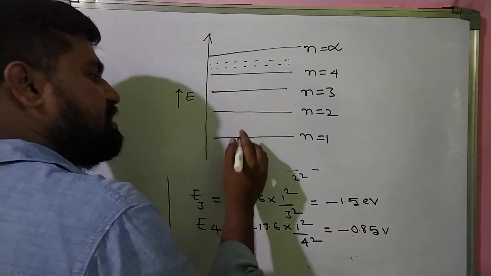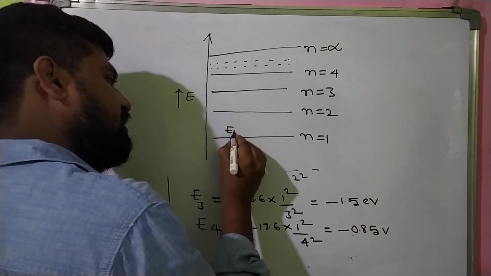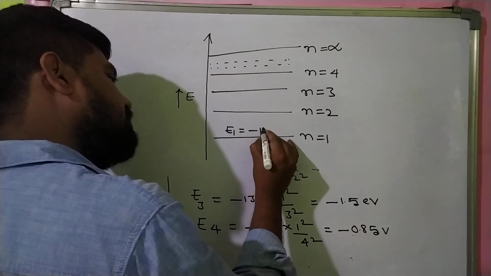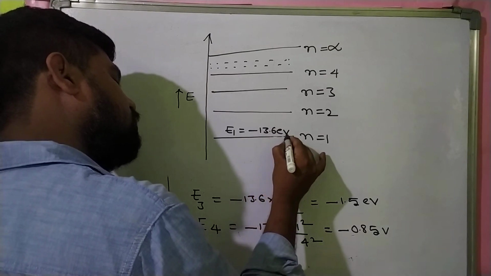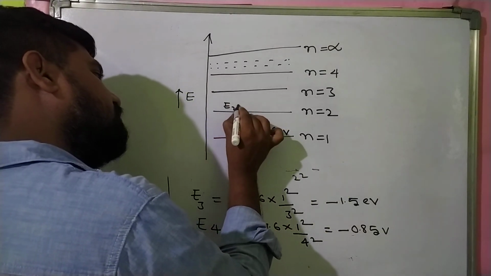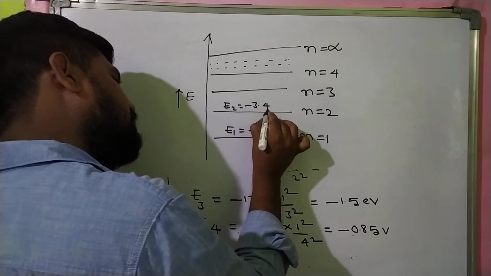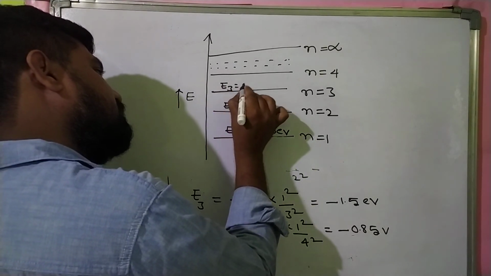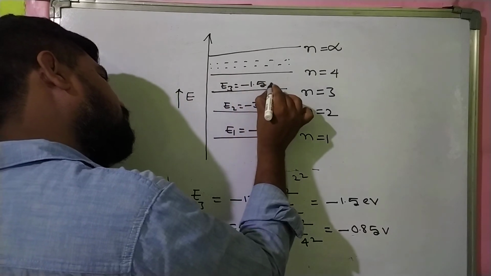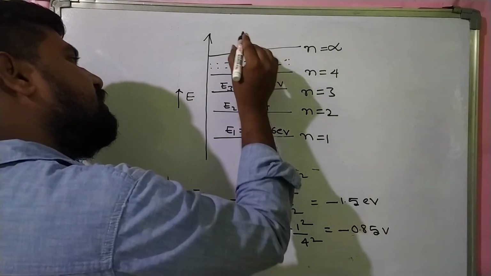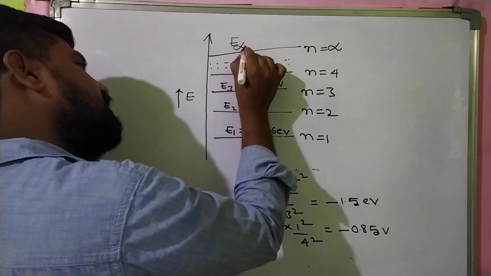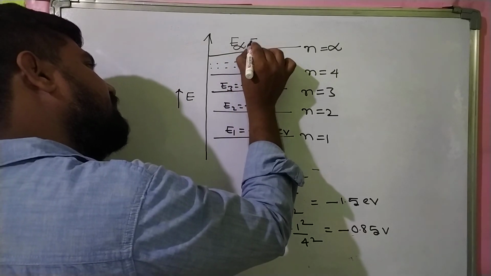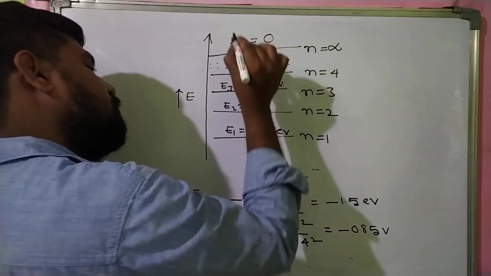Here this is E1, E1 equal to minus 13.6 electron volts. Here E2 equal to minus 3.4 electron volts. So this is E3, that is minus 1.5 electron volts. So here E infinity, at the infinity level, the energy of the orbit is 0.